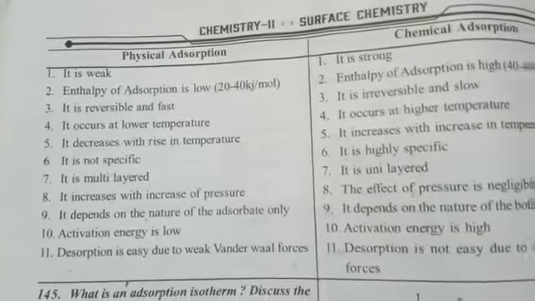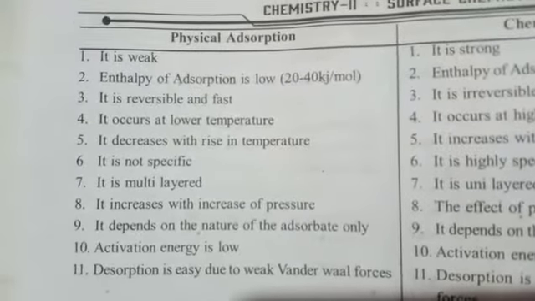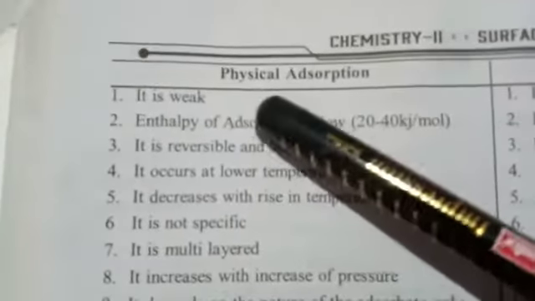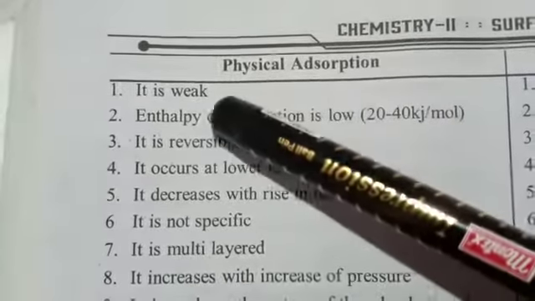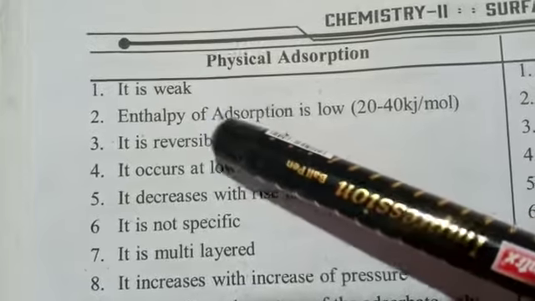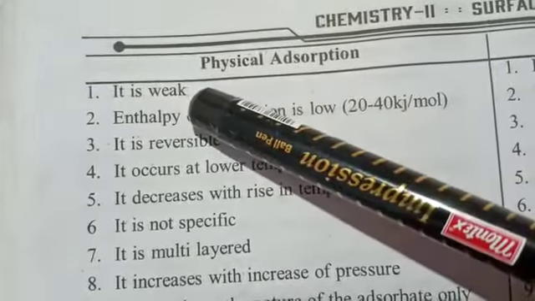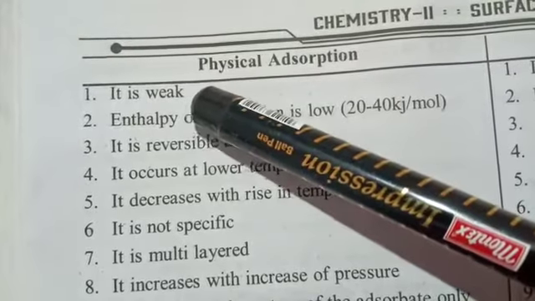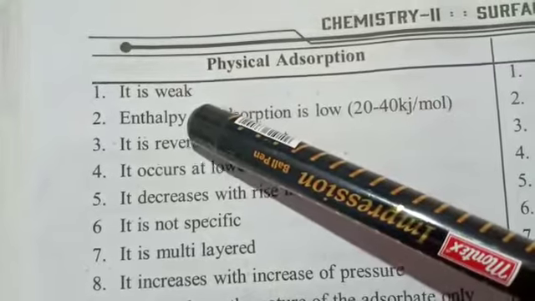Now let us see the difference between physical adsorption and chemical adsorption. Let us first learn the characteristics of physical adsorption. Coming to the first point, physical adsorption is a weak process, right? Why is it weak? It is weak because between the adsorbate and the adsorbent there are weak van der Waals forces. Is it clear? Because of the weak van der Waals forces, physical adsorption is very weak.